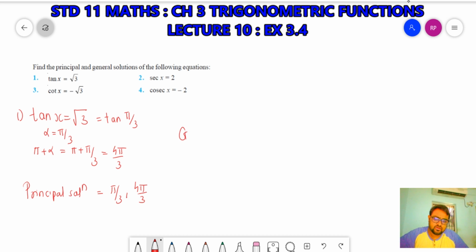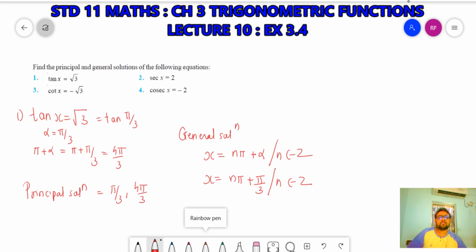For the general solution, the formula for tan is x equals n pi plus alpha, such that n belongs to Z. And here what is alpha? Pi by 3. So x is equal to n pi plus pi by 3, such that n belongs to Z. You can also write k pi plus pi by 3, k belongs to Z, where n is an integer. Clear? So this was question number 1. Note it down.